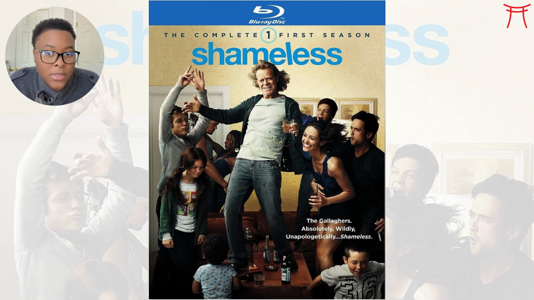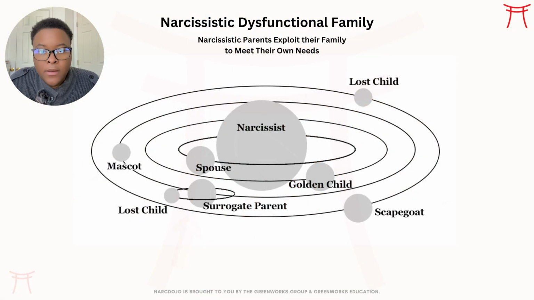This role emerges as a result of the narcissist's inability to provide proper emotional nurturing and boundaries, placing the responsibility of care and stability onto a child or another family member. The surrogate parent's role is central to maintaining the family's dysfunctional dynamics, as they are expected to fill the gaps left by the narcissist parent's emotional neglect or manipulation. Here are some key aspects of the surrogate parent role.